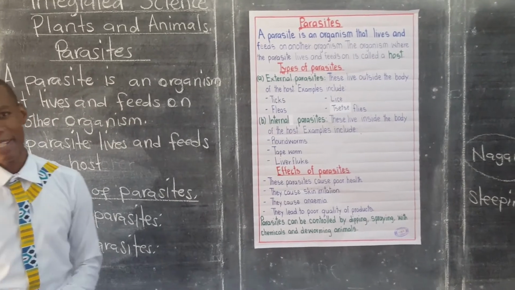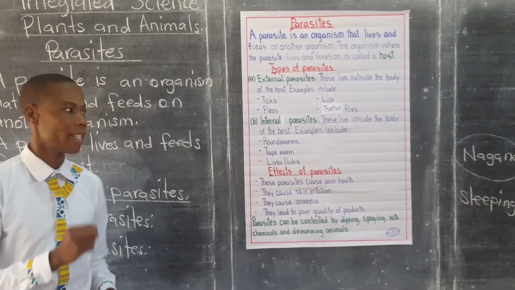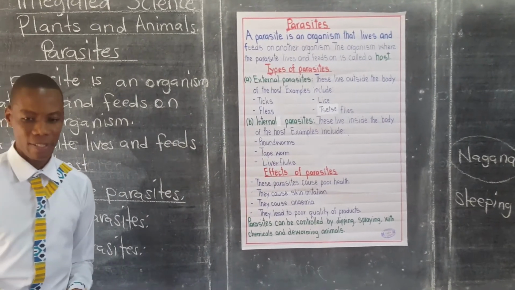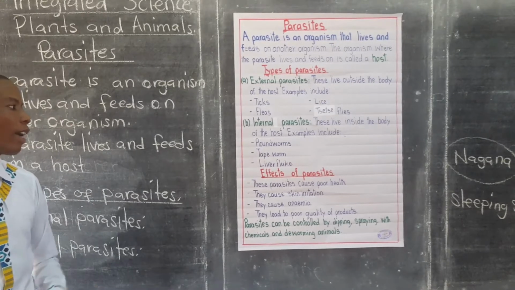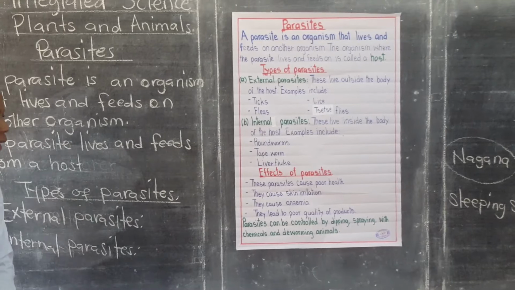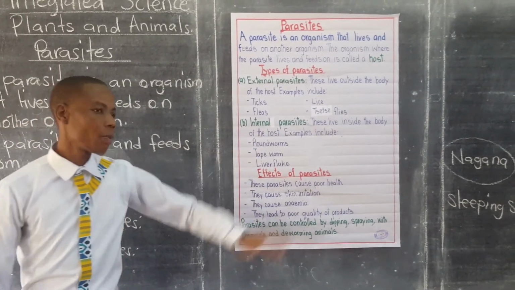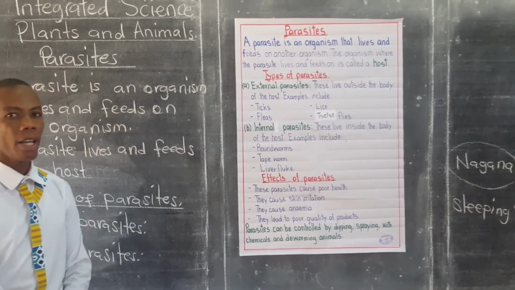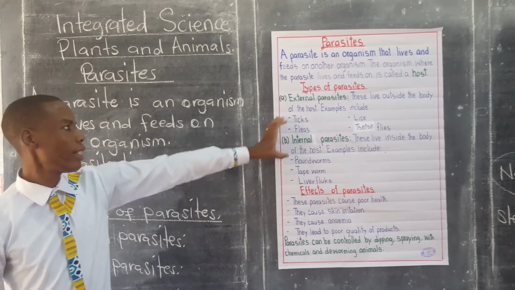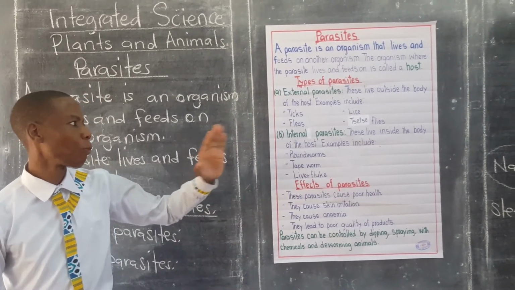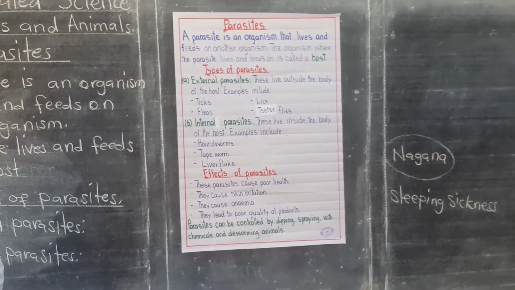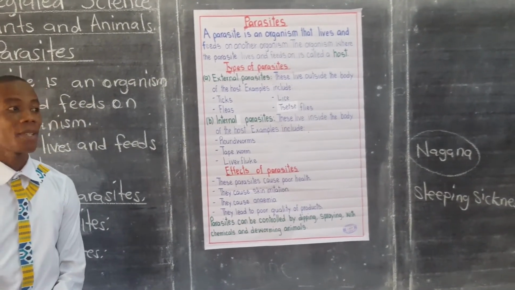Now, these parasites are dangerous. These parasites, whether external or internal parasites, are dangerous. Let us look at the effects of parasites. One, we are saying these parasites cause poor health. How do they cause poor health? We are saying they spread diseases. For example, ticks, fleas, lice, flies. They will cause poor health in our animals as well as in people.